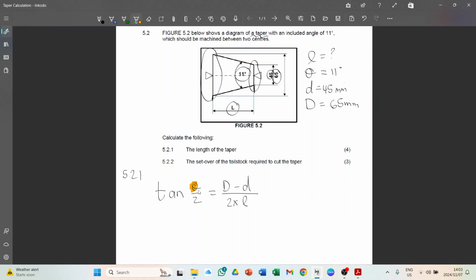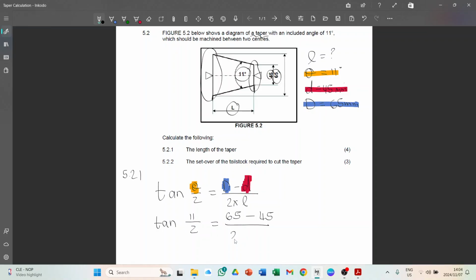Equals, then we've got the large diameter over there, and they've given it to you as 65. So you're going to put in here 65 minus, then you need the small diameter over there, and the value for that is 45. And then you have 2 times L. L is unknown, we don't have any value for that, so that's why I'm just copying the L as it is down over there.